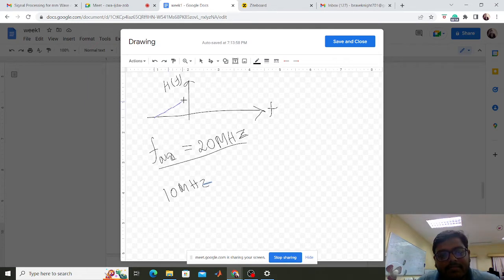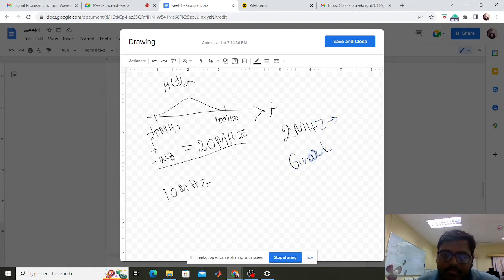So it will be like this. Suppose this is a 10 MHz signal. And it is mentioned that the guard band is 2 MHz. So probably this is the guard band here and this is the guard band here. So the total guard band is 2 MHz. So 1 MHz will be distributed here, and another 1 MHz will be distributed here. So this is 11 MHz, and this is minus 11 MHz, this point.